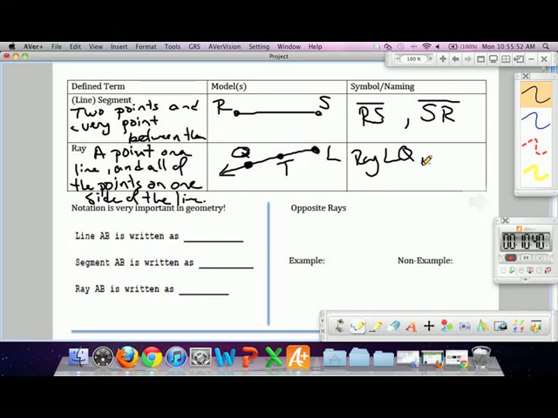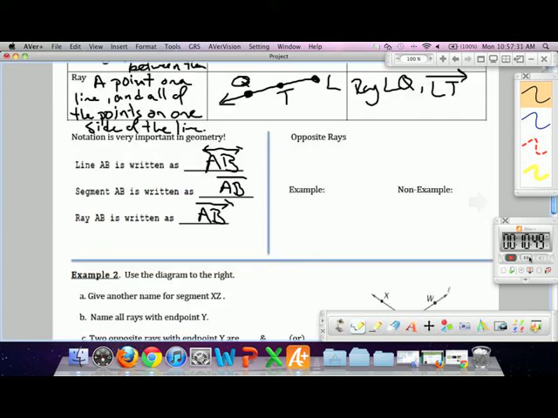Opposite rays are two rays with the same endpoint that also form a line.